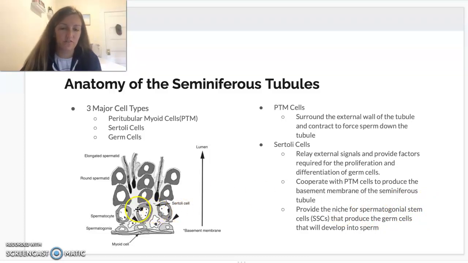Down here we have a little image of the myoid cells here on the bottom, again, sort of providing the external wall, the spermatocytes in this layer, the round spermatids, and then the elongated spermatids, just different kinds, and then the Sertoli cell just down here where the development really does occur.